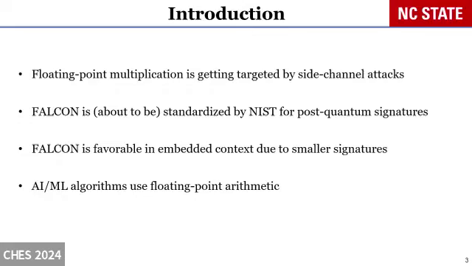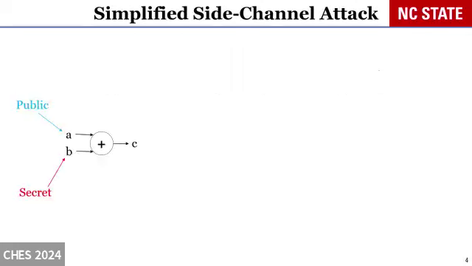Also, there are emerging attacks on AI/ML algorithms that can steal weights. In that context, floating point is also used. So that's another issue that we need to solve. The bottom line is we need to come up with effective techniques to prevent side channel leakage of floating point operations, and in particular, floating point multiplication.